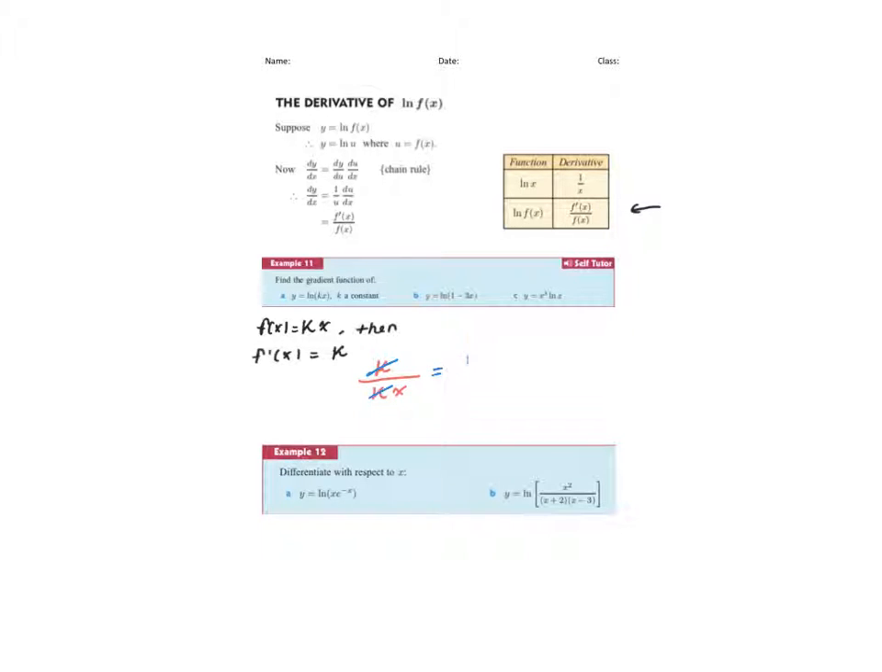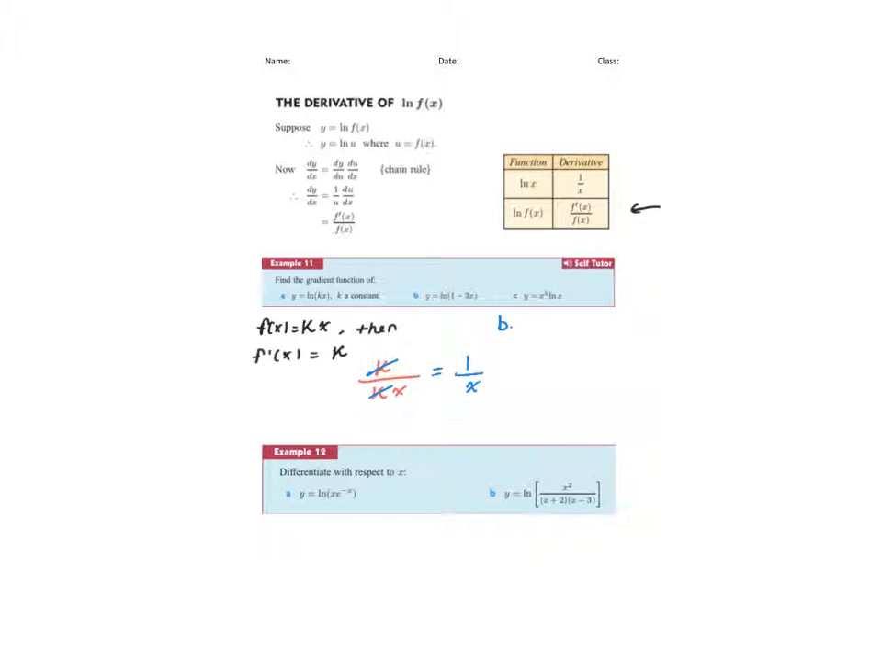Things cancel out, and you get 1 over x. So this is important because if k is a constant, any constant, we end up getting the derivative rule for the natural log of x, right? So that just tells me that our constants will cancel out. Questions? Okay, second one, a similar process for b.